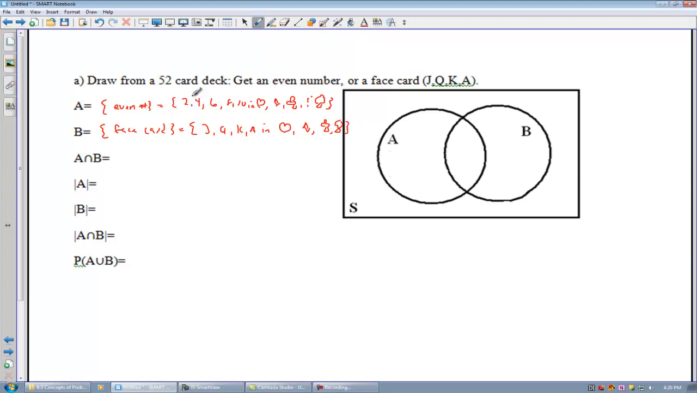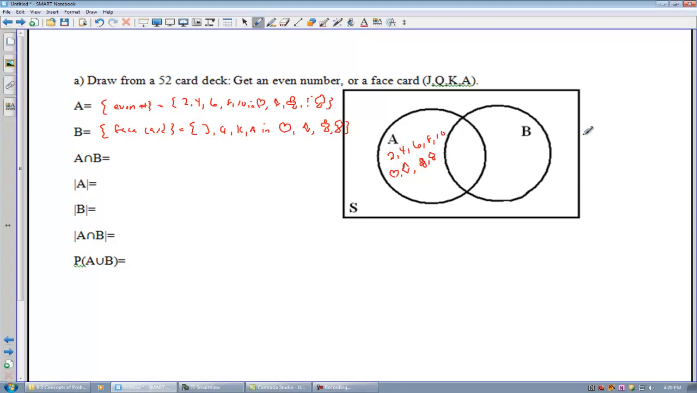All right, so let's put these into my A and B over here. So what I have for even numbers, there are no face cards here, so this is going to be my A. I just write down the even numbers, and to save space, I'm just going to write down 2, 4, 6, 8, and 10. And then below this, I'm going to write hearts, diamonds, and clubs, and then spades.